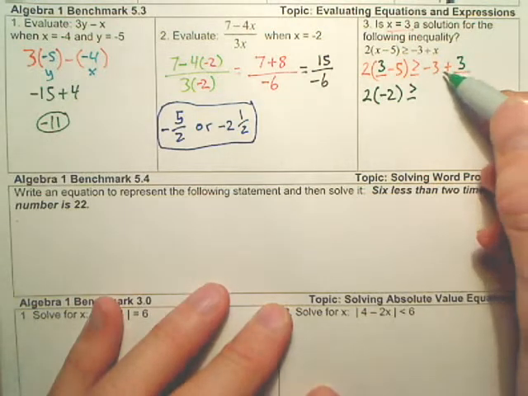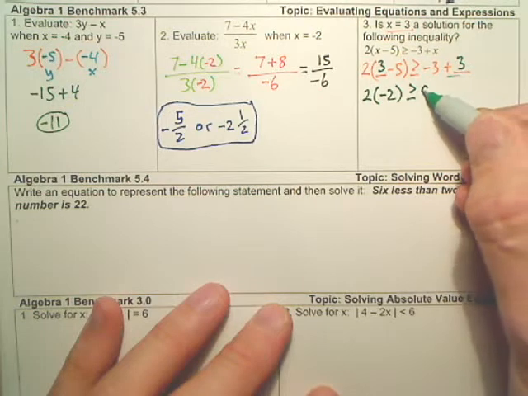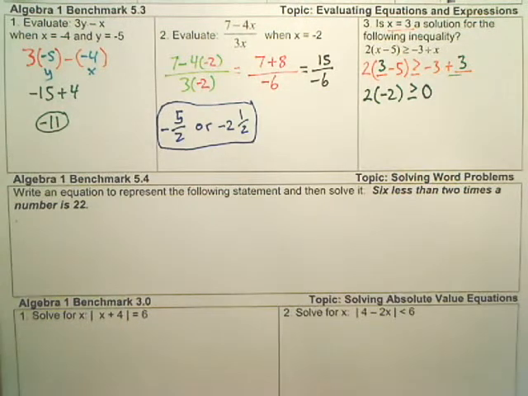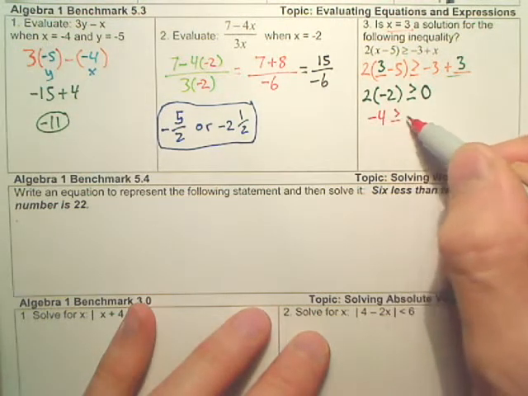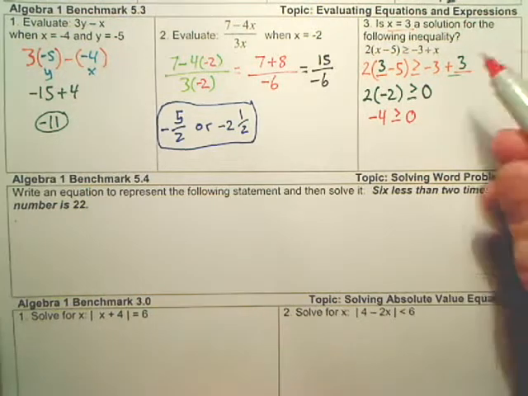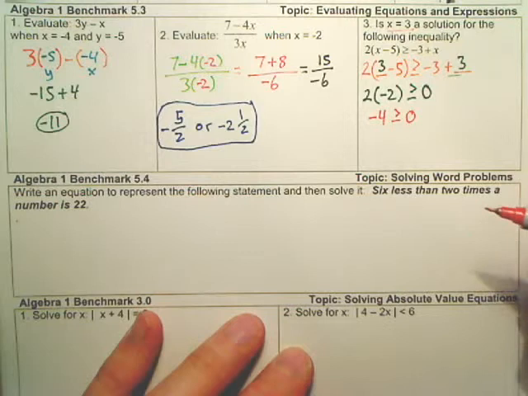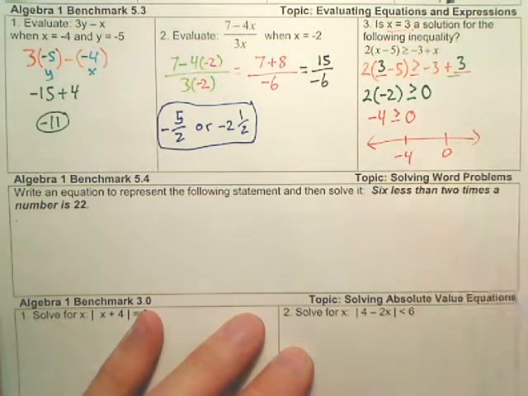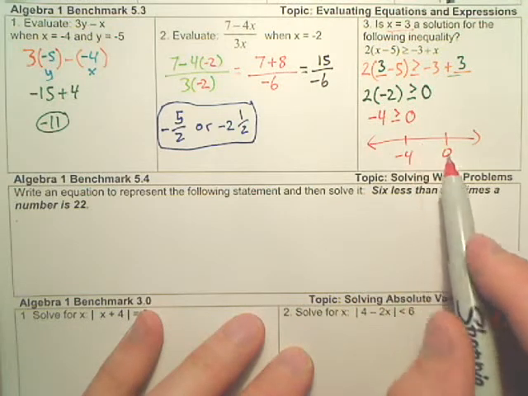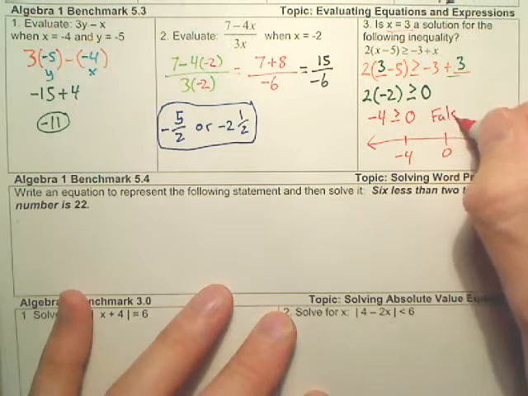And over here, what do you get when you combine these? When you combine those, you get 0. Okay? 2 times -2 is -4. Bring down the 0. Is -4 greater than or equal to 0? If you think of a number line, you have 0, you have -4. Is -4 greater than or equal to 0? No. That is a false statement.